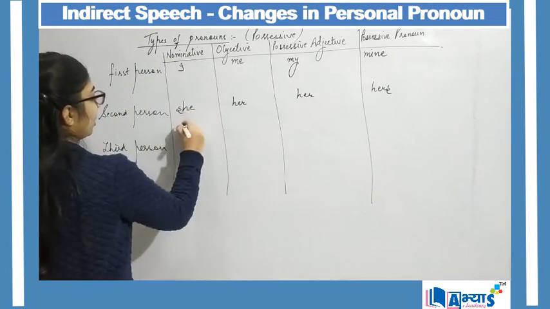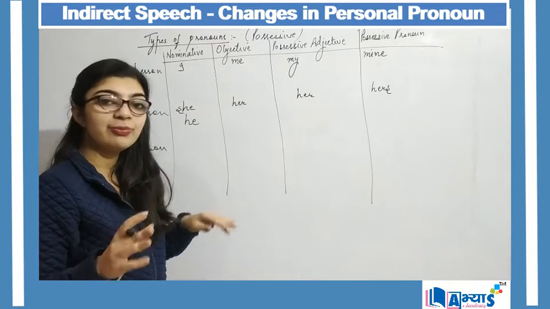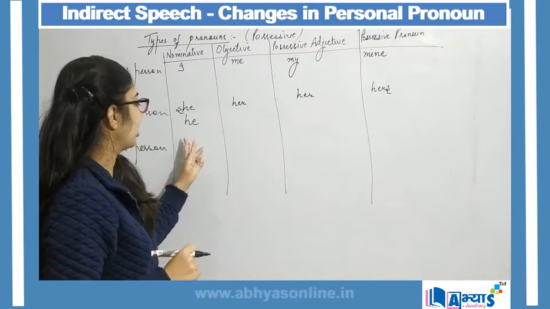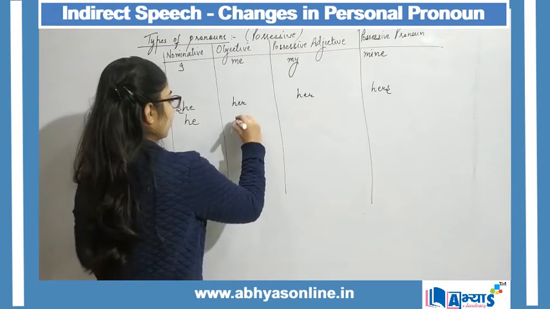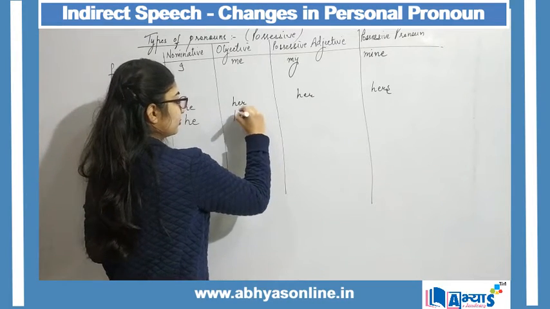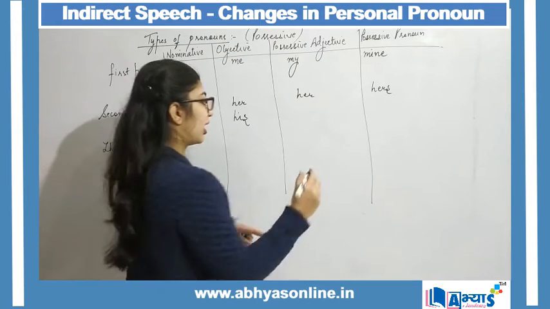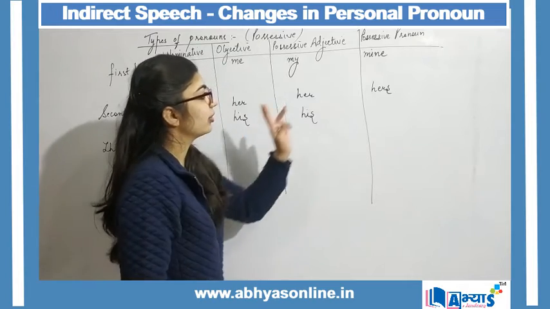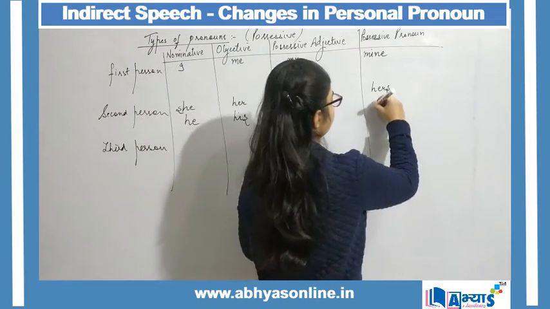Similarly, for he, now suppose that the first person is a male. So for male it will be he. Then the objective case will be him. Then I say this is his classroom. Again his. And this classroom is his. Again his.